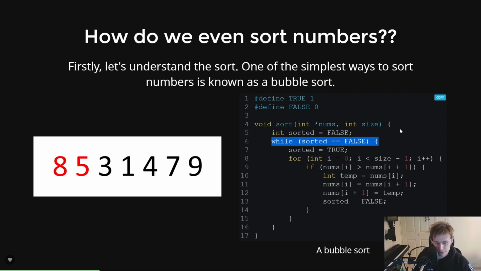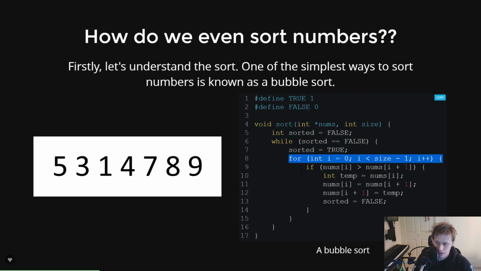So we've got a loop within a loop, right? And it's pretty straightforward. The outer loop says keep going. The inner loop says let's move through all of the elements. And then we simply compare the pair.